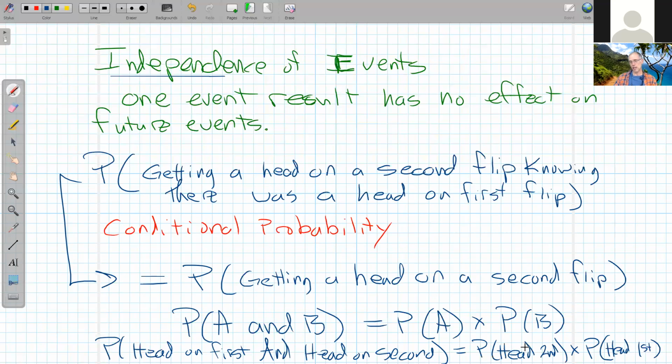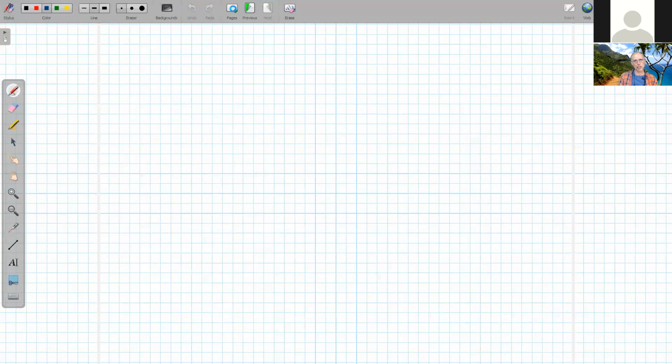The probability of getting a head first is 1/2. The probability of getting a head second is 1/2. So then if they are independent, this should be a probability of 1/4. And we played with this idea the other day in class. So that's a place where we have independence. Now we don't always have independence.